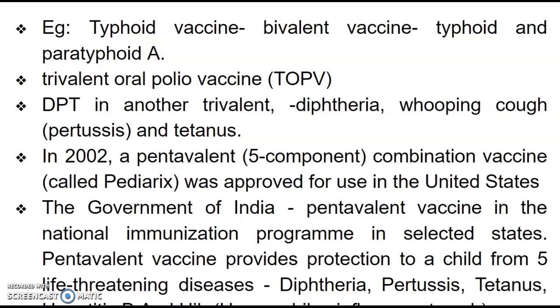And in 2002, a pentavalent, that is five components together, known as pediatrics, was approved in the United States, and even the Indian government is thinking about introducing a pentavalent vaccine as a part of the national immunization program in selected states. The pentavalent vaccine is anticipated to be a combination against diphtheria, pertussis, tetanus, hepatitis B, and Haemophilus influenzae type B.